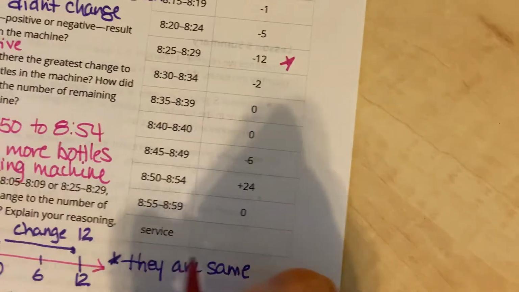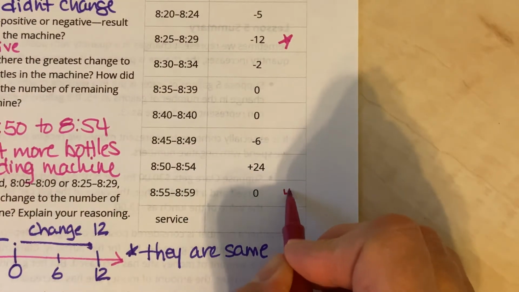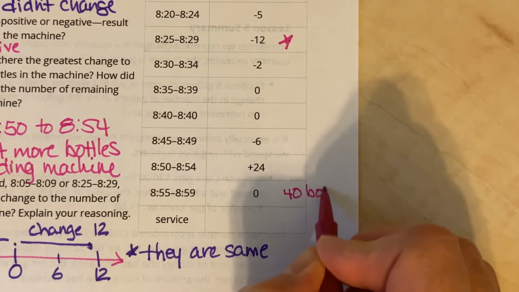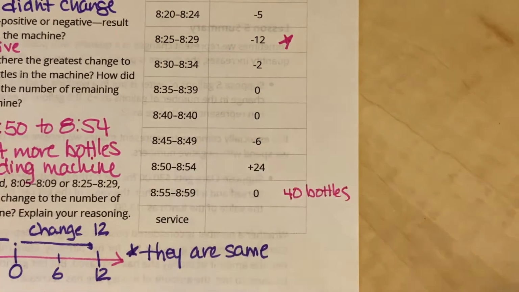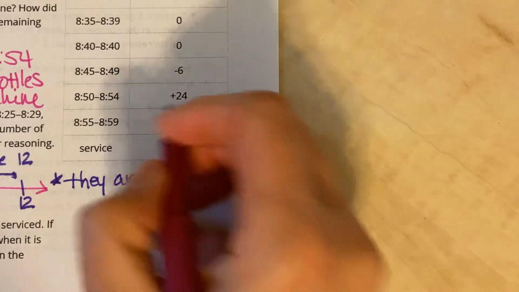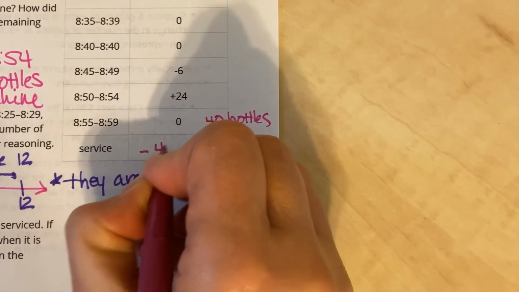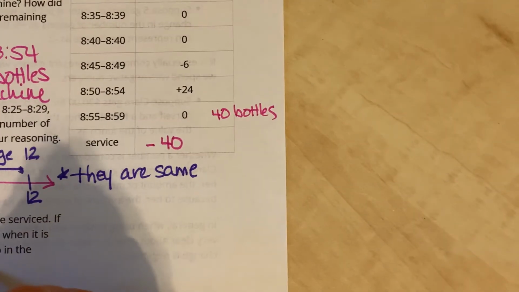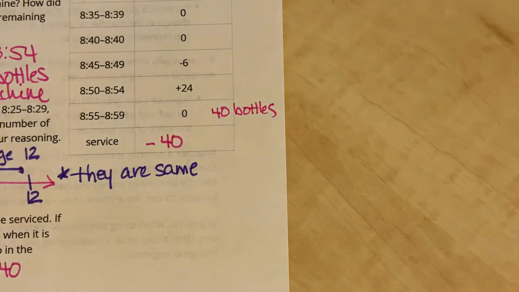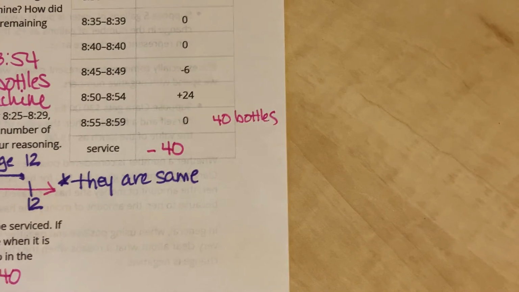So it's saying, okay, when it needed to be serviced, there were 40 bottles total. How many need to get it to 0? That would be -40 bottles, okay? So -40 would go in here because if I have 40 and I want the machine to be at 0, I've got to take away 40, okay?